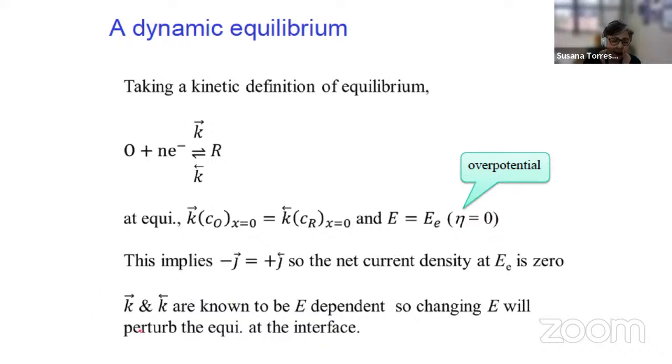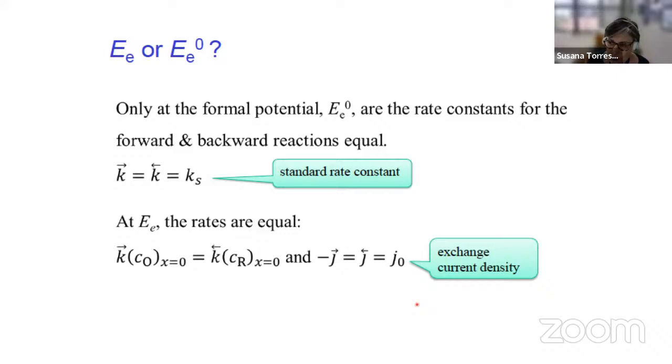Well, the other thing is that we know that in this case, we have an electrochemical reaction, and the rate constants are dependent on the potential. So changing the potential will perturb the equilibrium at the interface. The other thing we have to distinguish here is that we can speak about the potential at equilibrium or the formal potential. Only at the formal potential, that is denoted like this, are the rate constants for the forward and the backward reactions equal. So at that point, when we can use the formal potential, we have this.